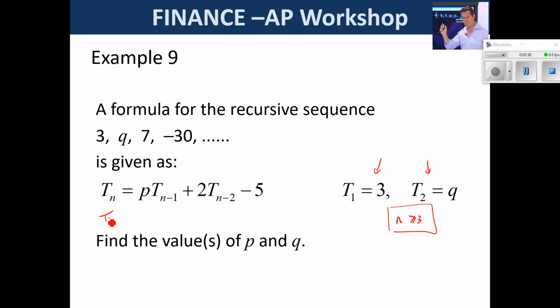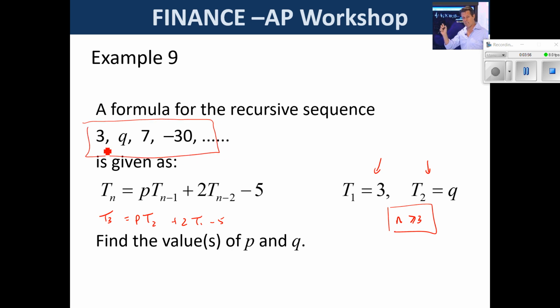So that would mean that T3, if n is 3, is P times T2, since 3 minus 1 is 2, plus 2 times T1, since 3 minus 2 is 1, minus 5. And so we realize that the first term and the second term would combine to give me the third term. And then the second and the third would combine to give me the fourth, and so on and so forth. So just look very carefully here.